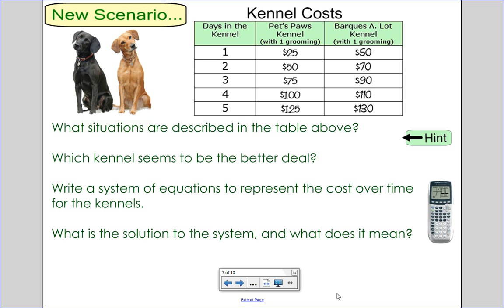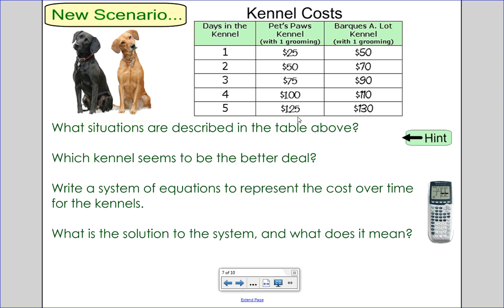This set has kennel costs. We got Pet Paws and Barks a Lot. Haha. Okay, got it. What situations are described in the table below? So when it's asking you what situations, they want you to write the equations for each one of these.